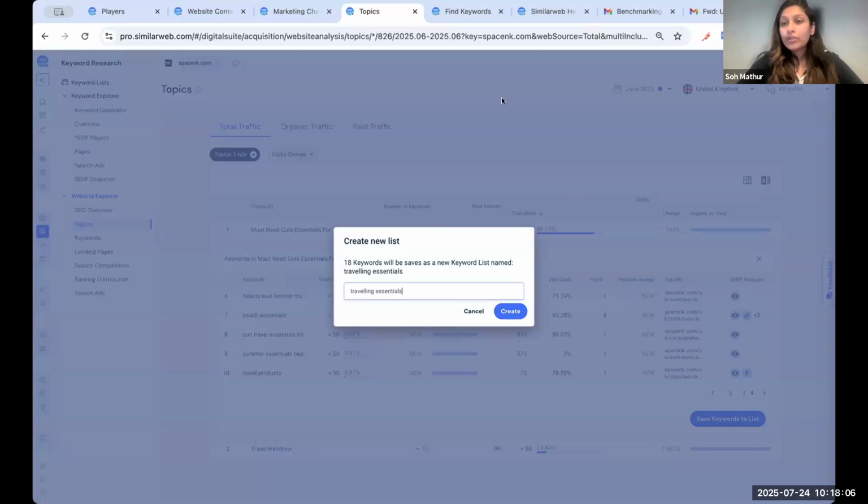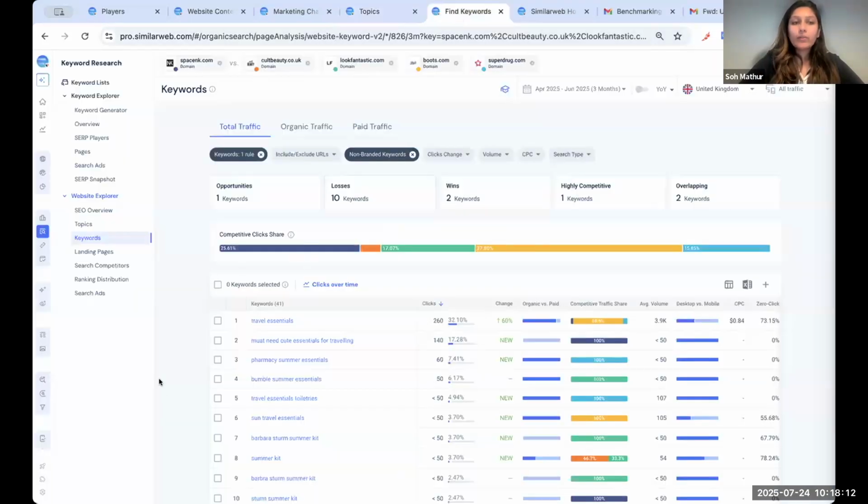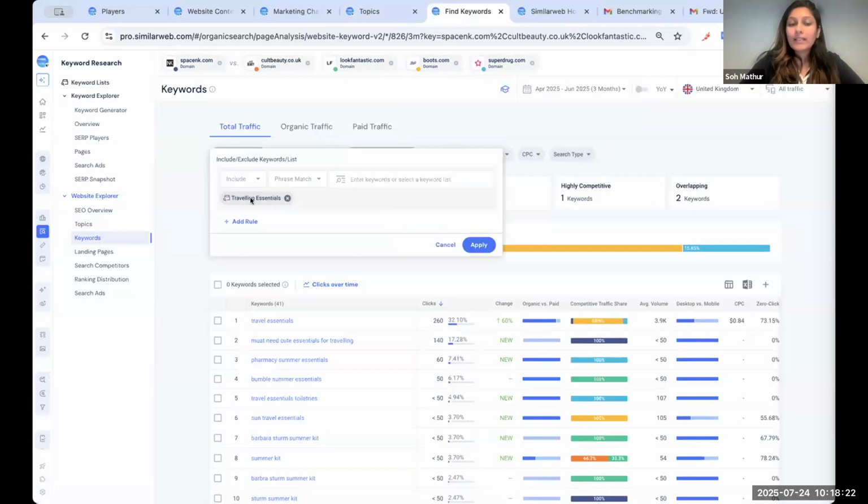Now, how do you use this to your advantage? What can you action from this, right? That's when you jump into the next report, which is the keywords report. Now, as you can see, we've got Space NK on there and some of its main competitors. But what I've done is I've included that keyword list that we just created for traveling essentials, and I've removed anything that is non-branded.